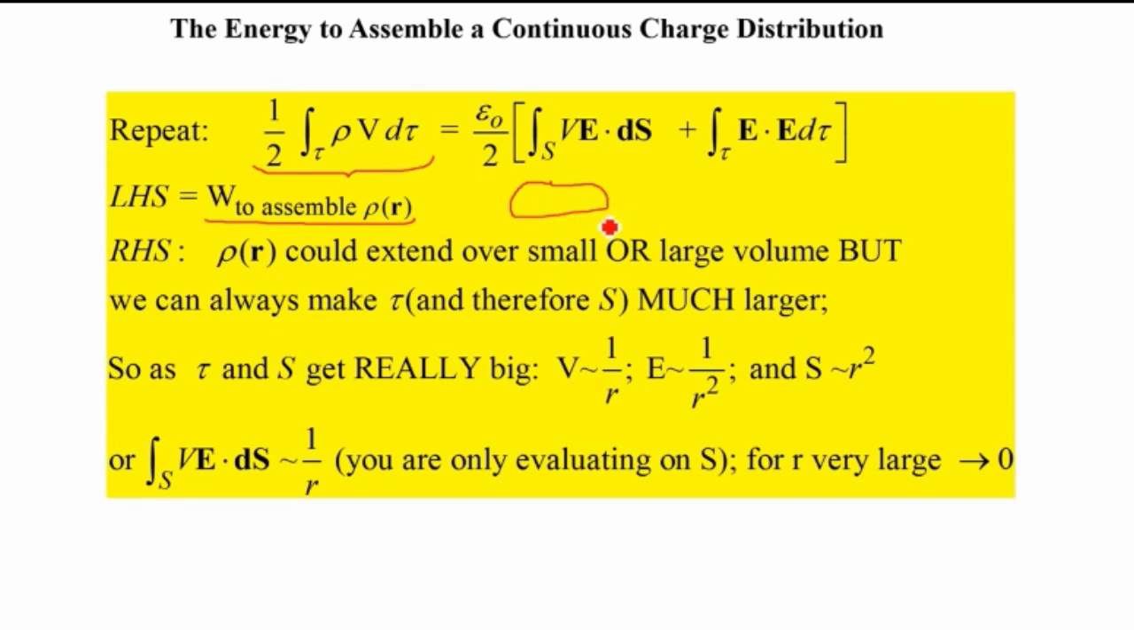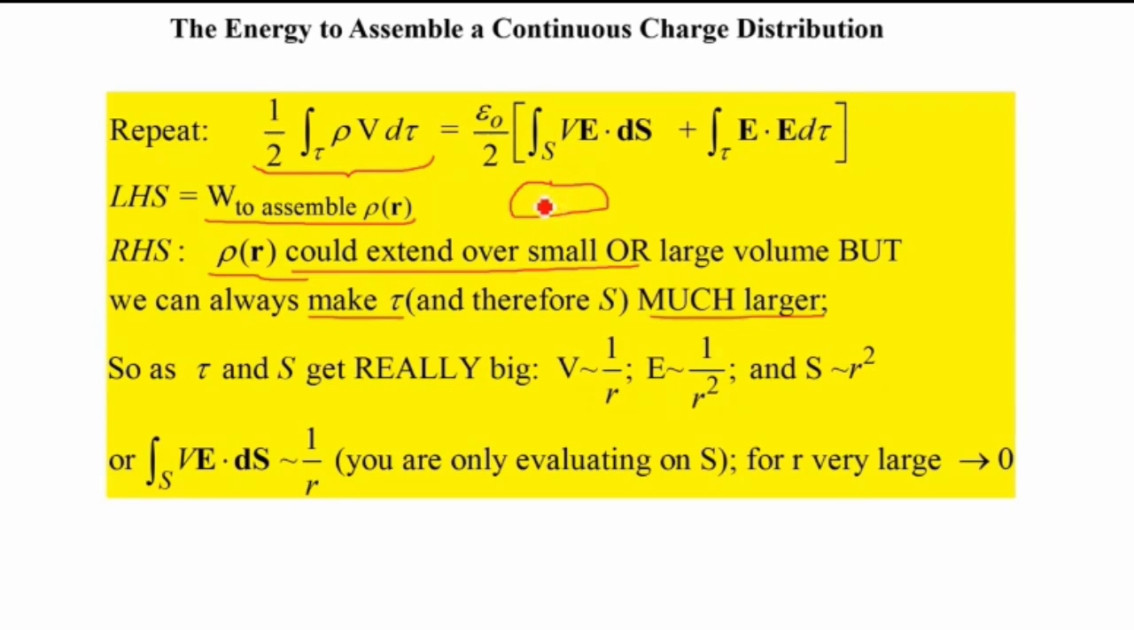To assemble all of this charge is what we're talking about here. Now the right hand side, we have this rho of r, and I've drawn it over a finite volume here. It could extend over some small region, or it could be very large. But we can always make tau, the volume, and therefore this surface S, much larger. So if you tell me this is the size of the United States, then I'll make my tau the Earth, or something like that. You can always go bigger than where you have charge.